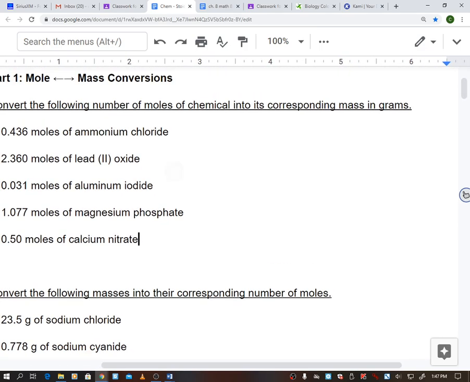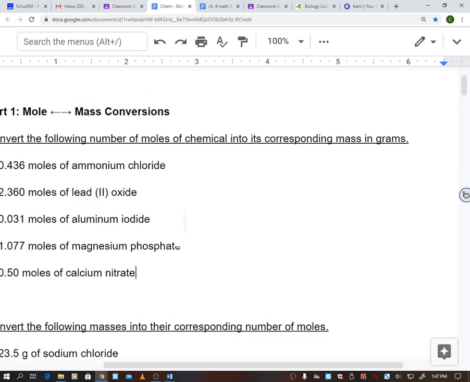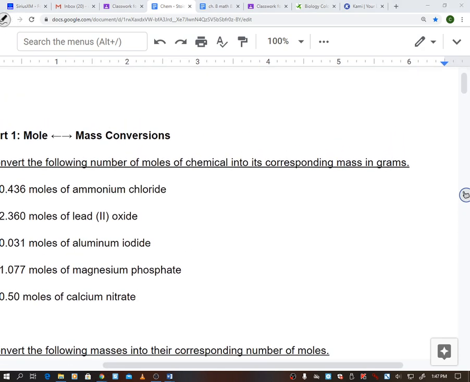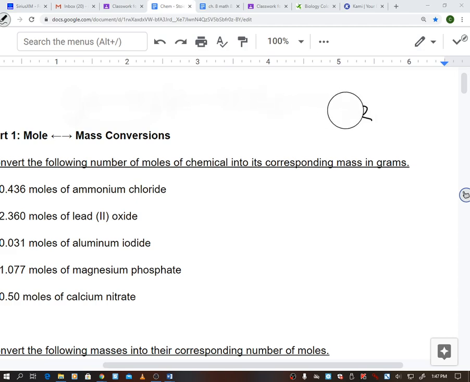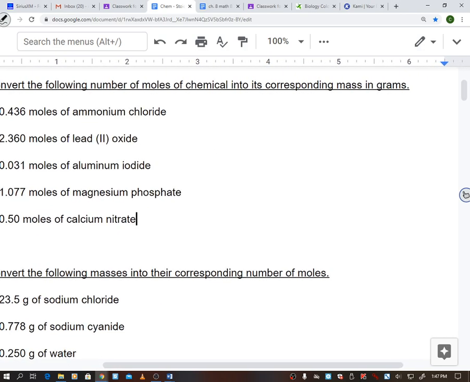All right, so this one is just mole to mass conversion, and if you remember that guide that I wrote for you guys, grams of 1 to moles of 1 to moles of my new substance, if they're asking for a new substance, and then grams of my new substance. So this one's going just from moles to grams of 1. It's just going from here to here. So it's a one-step problem to do. We're going to have to use the periodic table to get these answers, but other than that, it's just a simple one-step problem.